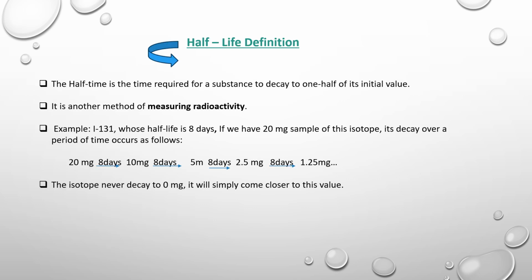Half-life definition. The half-life is the time required for a substance to decay to one half of its initial value. It is another method of measuring radioactivity. Example, I-131, whose half-life is 8 days. If we have a 20 mg sample of this isotope, its decay over a period of time occurs as follows. The isotope never decays to 0 mg. It will simply come closer to this value.